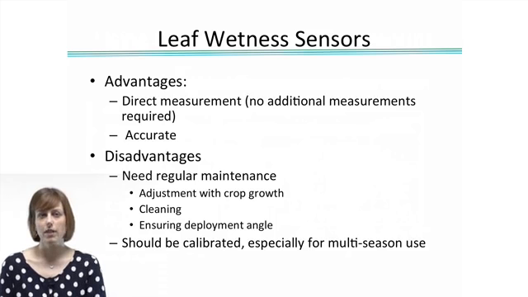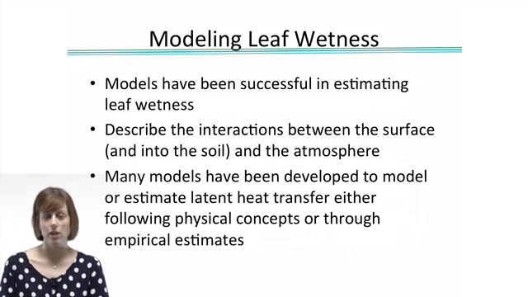Now, getting into modeling of leaf wetness, there's been a lot of research that's looked into using models to estimate both duration and amount, and they've actually been successful in doing this. And the comparison for these models' success has been based predominantly on leaf wetness sensors. So these models describe the interaction between the surface and the atmosphere. The surface in this scenario would be the crop canopy, and in some of the more complex models, we actually take into consideration what's happening in the soil itself.